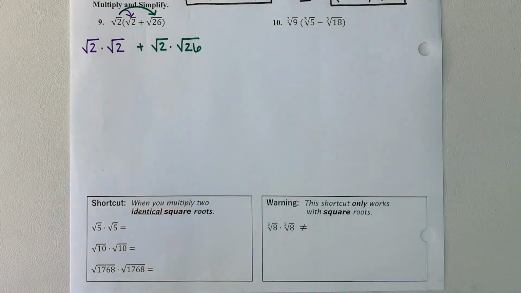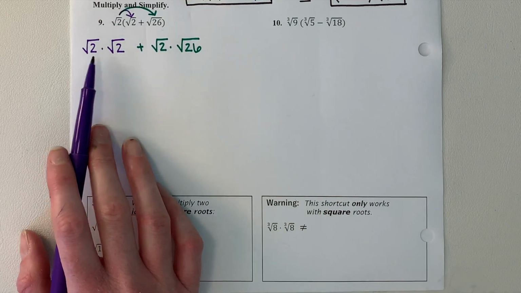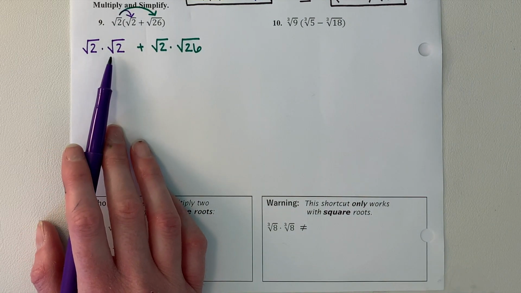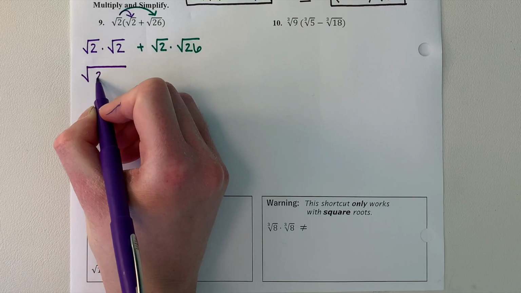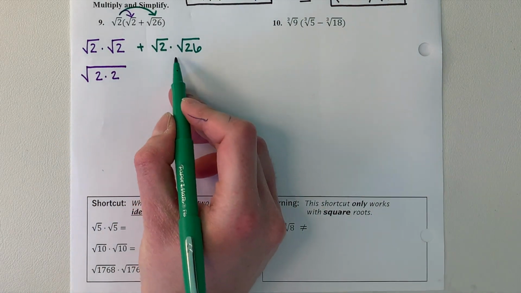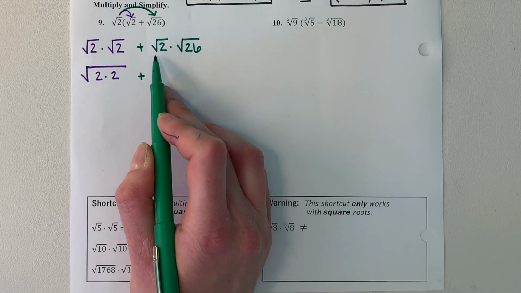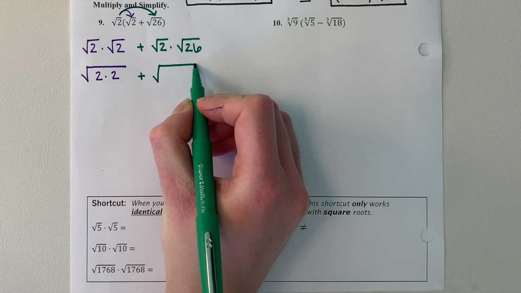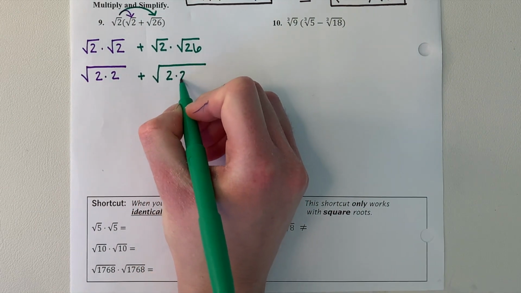Now, in chapter 6.3, we learned the product property of radicals. The product property of radicals says that when you're multiplying two radicals that have the same index, you can combine that multiplication underneath one radical symbol to give us the square root of 2 times 2. Let's use the product property of radicals over here as well. Since we're multiplying two radicals with the same index, we can combine that multiplication underneath one square root symbol to give us the square root of 2 times 26.